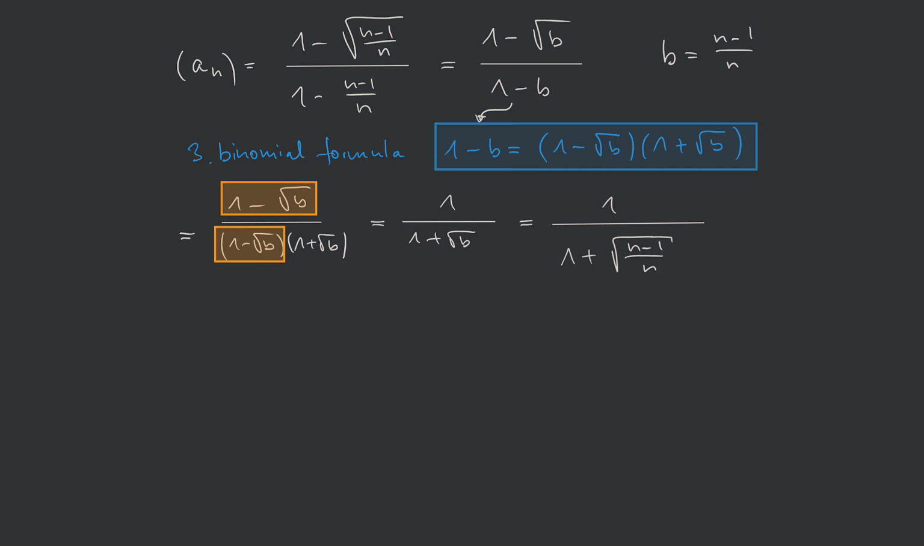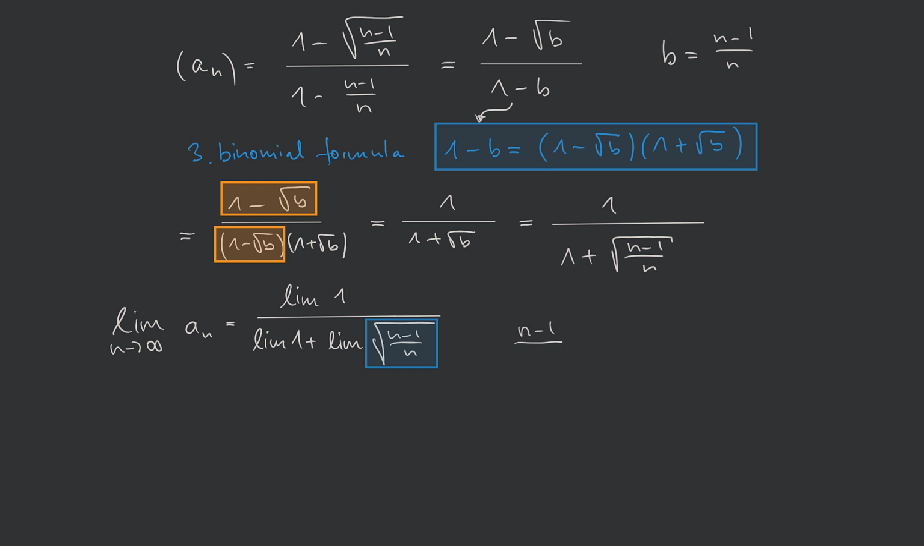Now we can start splitting up the limits. So let's write the limit for n to infinity of a_n equals the limit of 1 over the limit of (1 plus the limit of the square root of (n minus 1) over n). Now the only interesting part here is this one, and we need to find out what the limit of that sequence is. So where does the expression under the square root go to? This expression is (n minus 1) over n. Where does this go to?